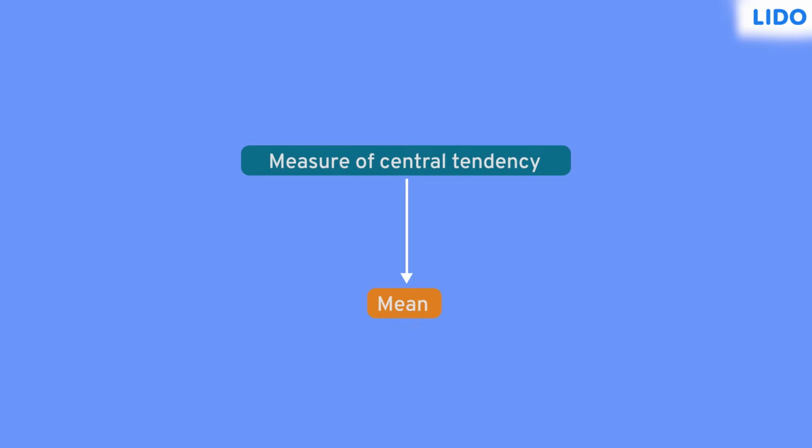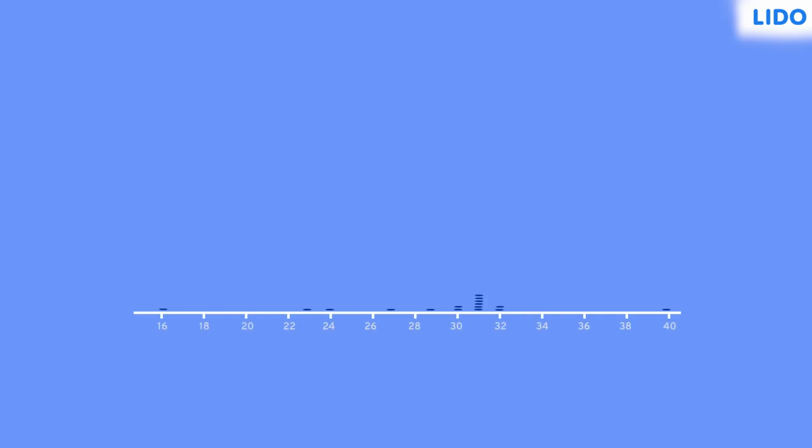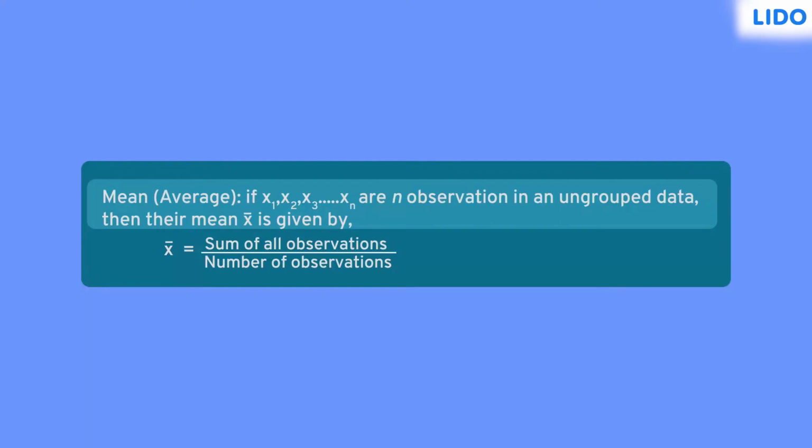Mean is a measure of central tendency. A measure of central tendency is a summary statistic that represents the center point or typical value of a dataset. Let us learn how to calculate mean.